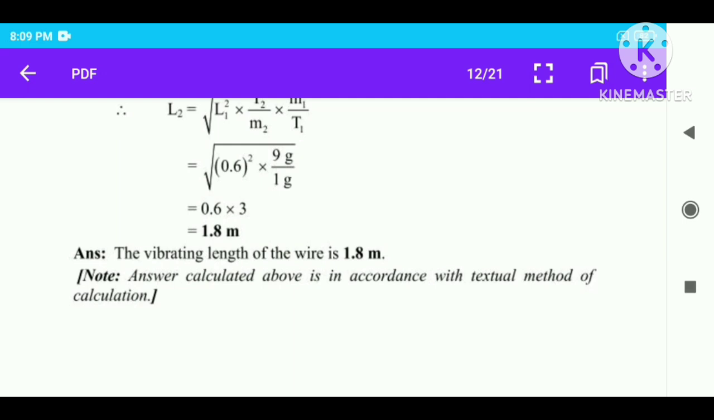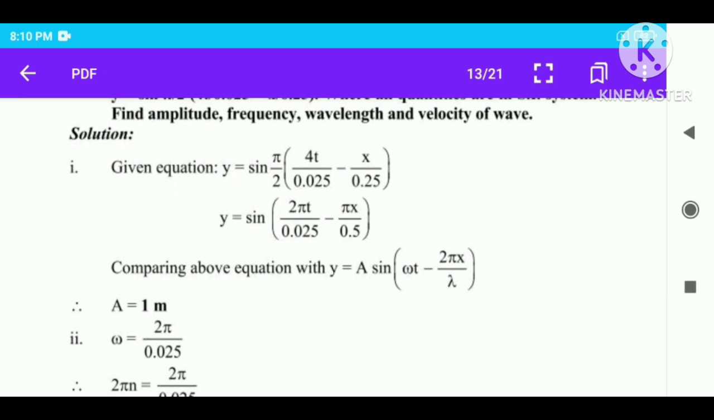Question number 5. The equation of a simple harmonic progressive wave is y is equal to sin pi by 2 into bracket 40 t divided by 0.025 minus x divided by 0.25, where all quantities are in SI system. Find the amplitude, frequency, wavelength and velocity of the wave. Solution. For the given equation, y is equal to sin 2 pi t divided by 0.025 minus pi x divided by 0.5.